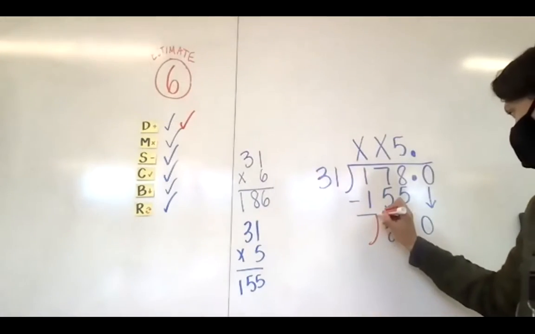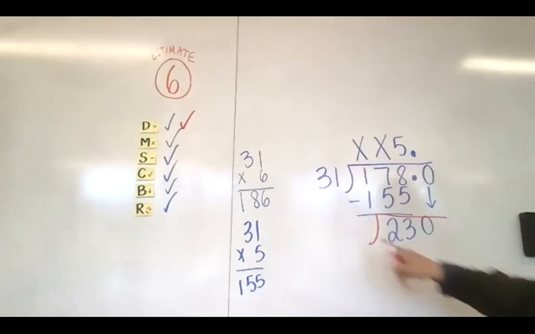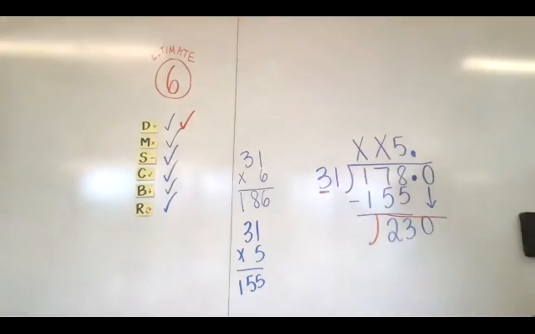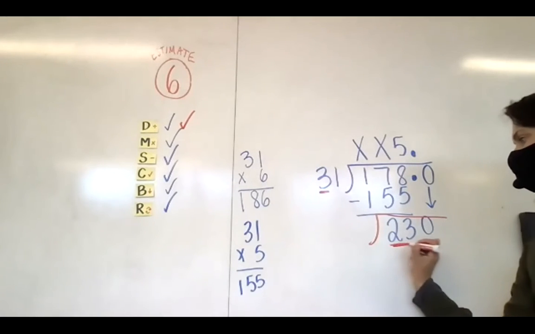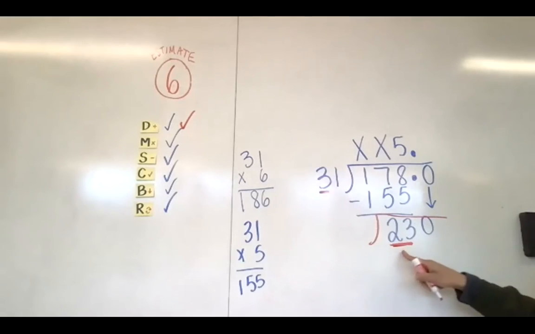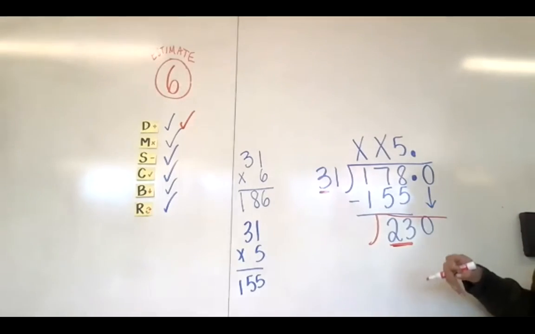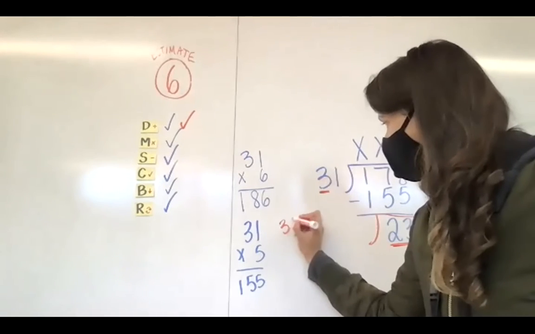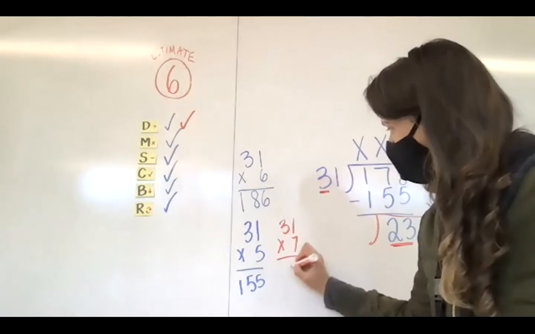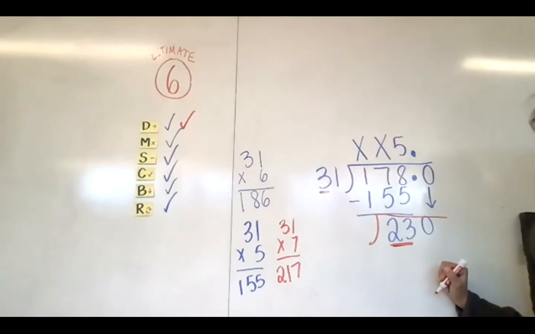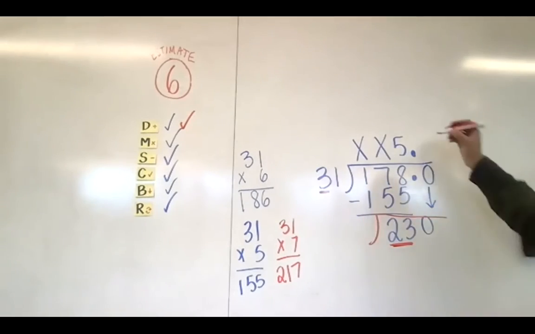Repeat. 31 into 230. If you look at just the beginning number, we're still looking at the 3 times table and we're looking at the 23. What's the closest we can get in the 3 times table to 23? 21. So what would that multiply by? 7. Let's try it. 31 times 7. We get 217. Are we going to get any closer than that? No, because times 8 would be 248, and we need 230. So let's put 7 up here.